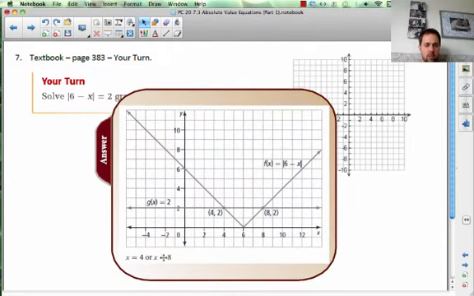There you go. x equals 4 or x equals 8. So there it is. It's the absolute value function of 6 minus x, which is this big V, and where it intersects with the line y equals 2, which is this line. So there's your two solutions, 4 and 2 and 8 and 2.